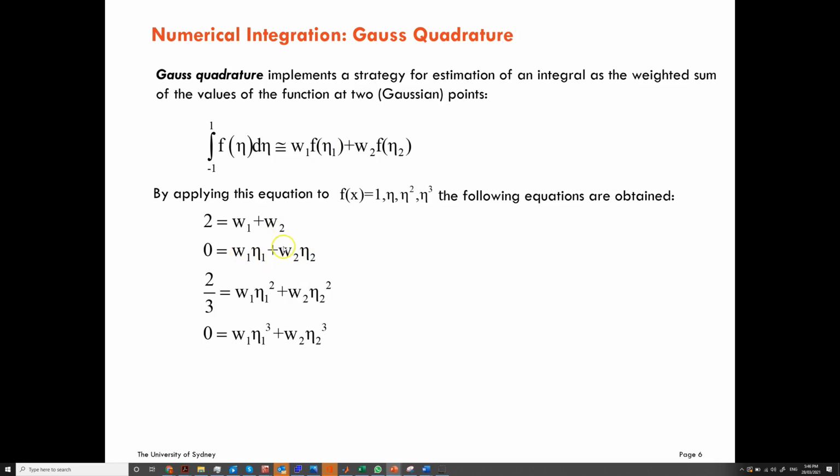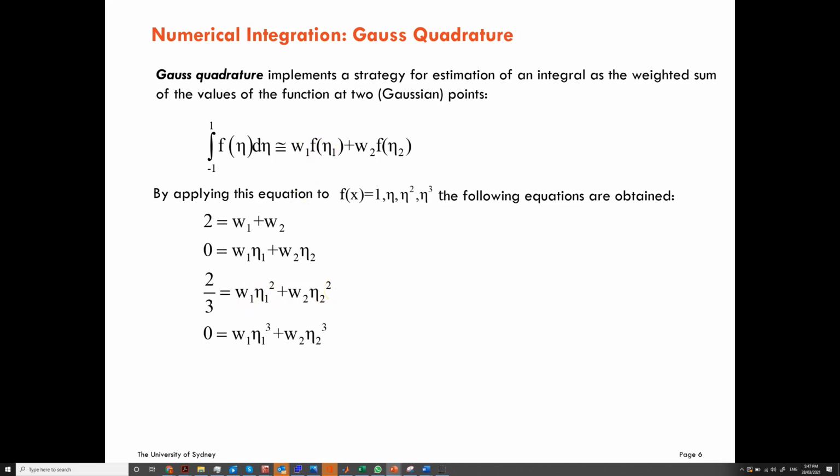So now I have 2 equations, but I have 4 unknowns: the Gauss points and the weights. So I need another two equations. So we go to eta squared, put this here. The integral of eta squared is going to be eta cubed over 3. Calculating the limits is going to give you this 2 over 3. And then here I just replace f of eta by eta squared and you get this one.